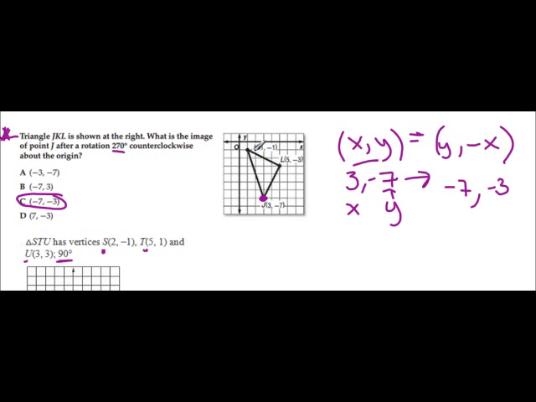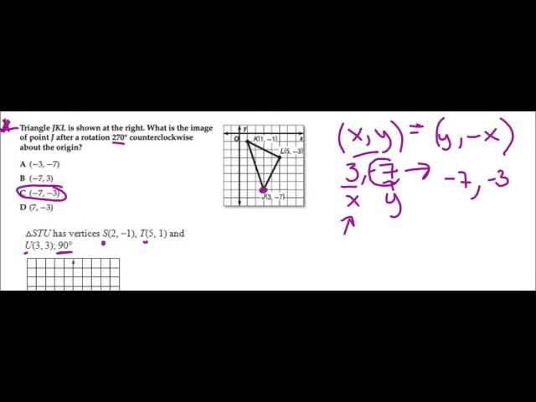So the rule for a 270 degree rotation is your xy becomes y negative x. So x was 3, y was negative 7. It would become y, which is negative 7 first, and then 3, but we want it to be negative, so negative 3. So your answer was C.